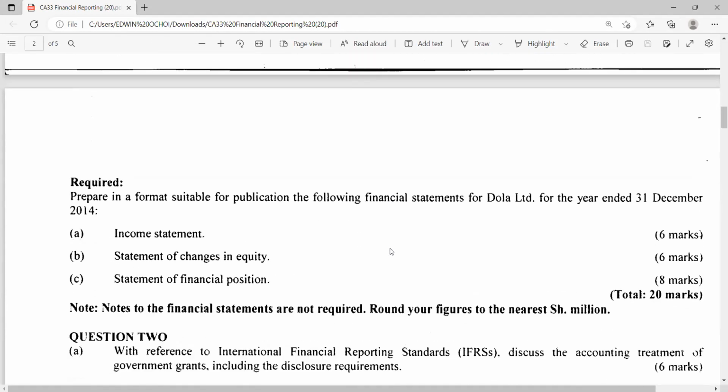The examiner requires you to do what? Prepare in a format suitable for publication the following financial statements for Dora Limited for the year ended 31st December 2014. They need an income statement, statement of changes in equity, statement of financial position. Notes to the financial statements are not required. Round off your figures to the nearest shillings in millions. That is 20 marks.